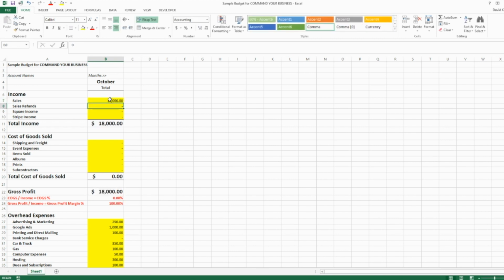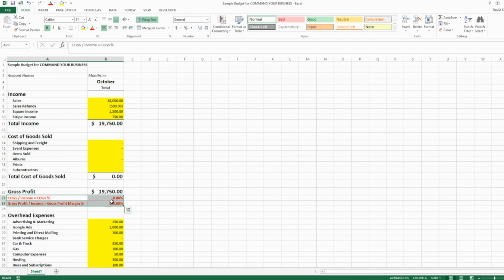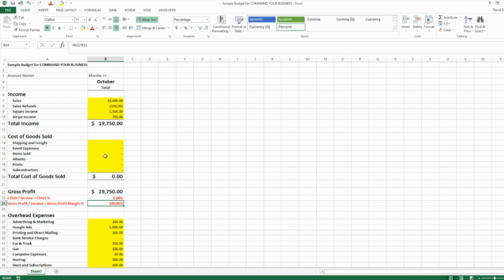$18,000 of income. Let's assume maybe $500 comes back as a refund, and I'll sell some amounts online as well. Nothing significant, so $1,507.50. That's $1,875. And right now I have these formulas here showing your cost of goods percentage and your gross profit margin. This is what we're going to use to double check to make sure our assumptions are correct.